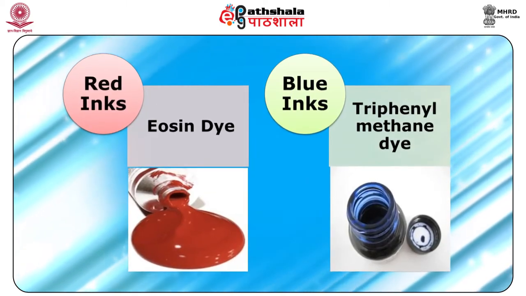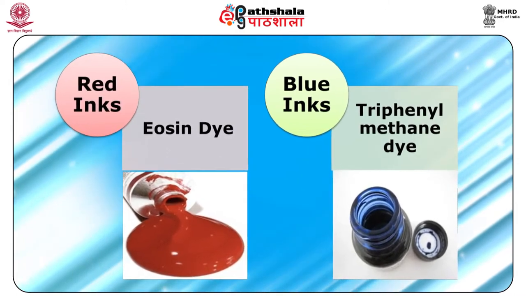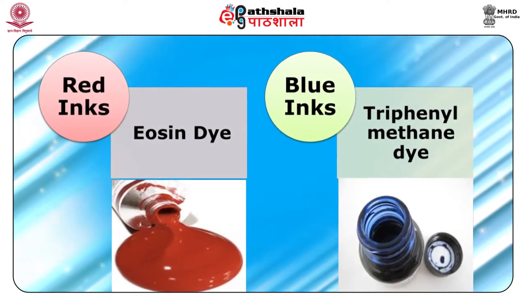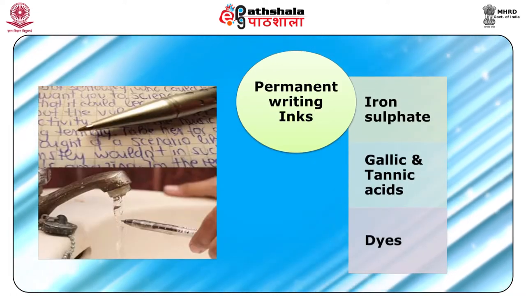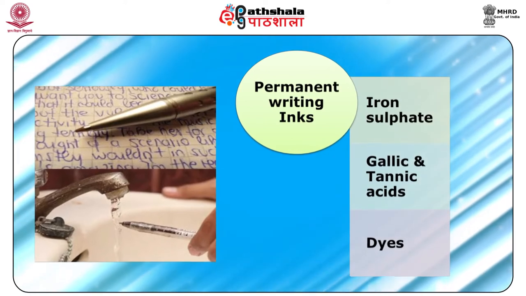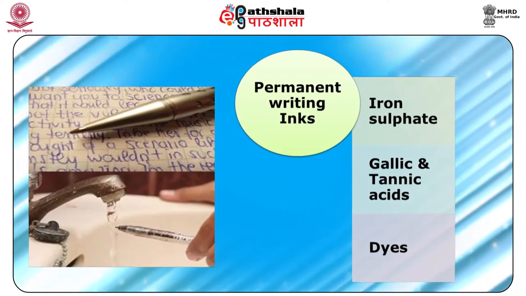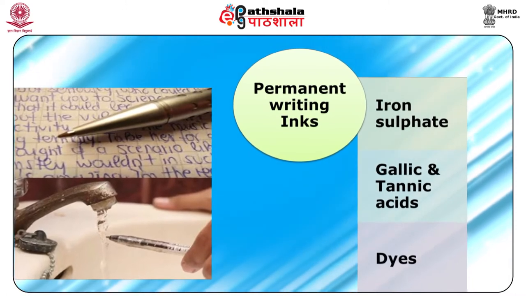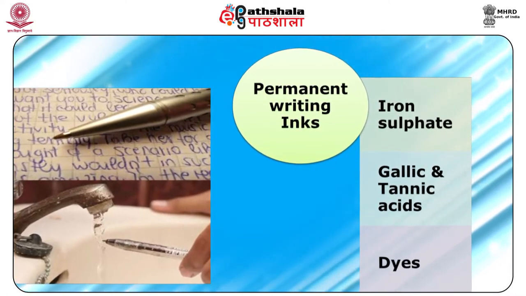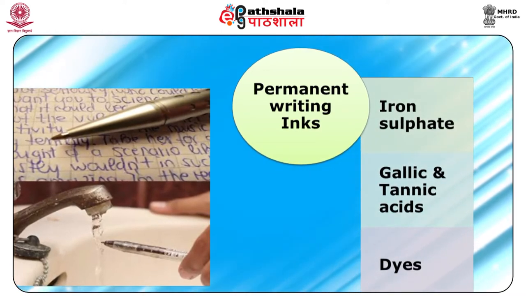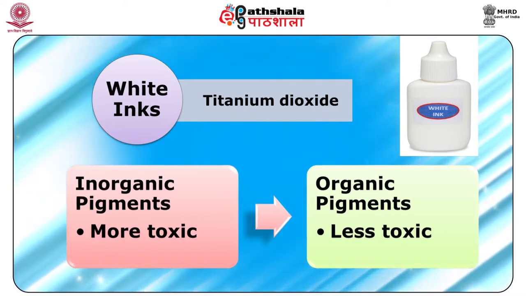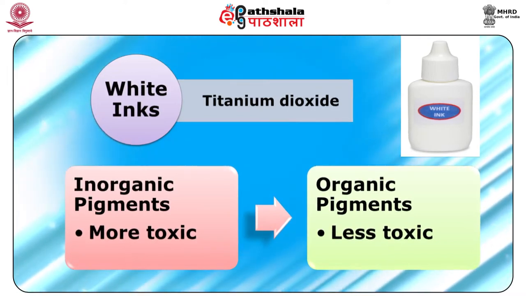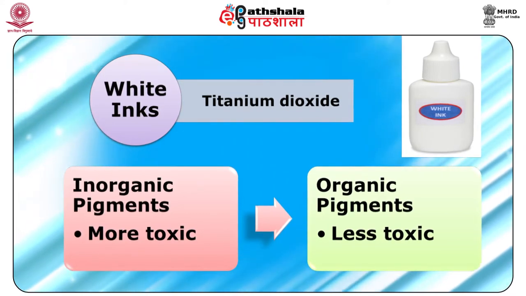Most red writing inks are a dilute solution of the red dye eosin. Blue color can be obtained with substituted triphenyl methane dyes. Many permanent writing inks contain iron sulfate and gallic and tannic acids, as well as dyes. Now, ballpoint ink is usually a paste containing 40 to 50% of dye. Most white inks contain titanium dioxide as the pigment, as rutile and anatase in tetragonal crystalline form.